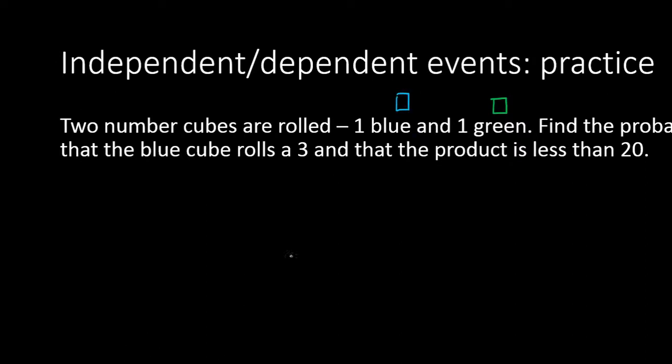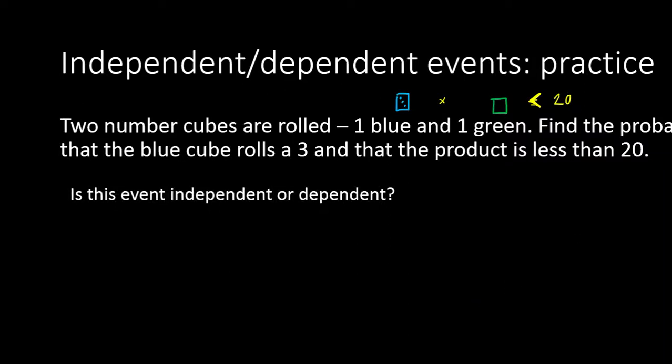Find the probability that the blue cube rolls a 3 and that the product is less than 20. So not only do I want a blue 3, I also want to say that 3 times whatever the green one is is less than 20. So how do we even attack this? Well, same way. Is this independent or dependent? This is a dependent event.